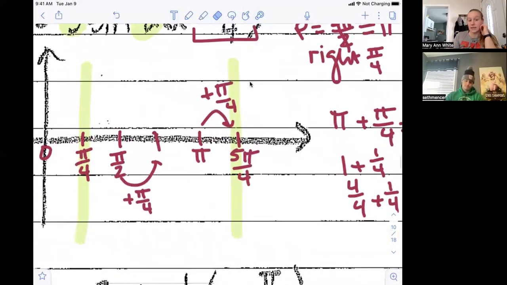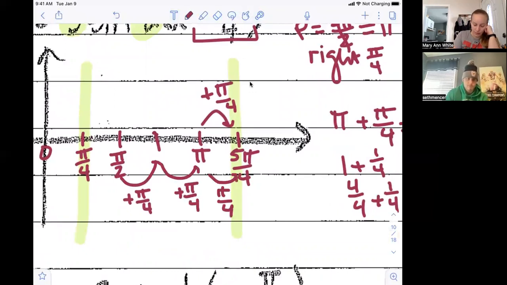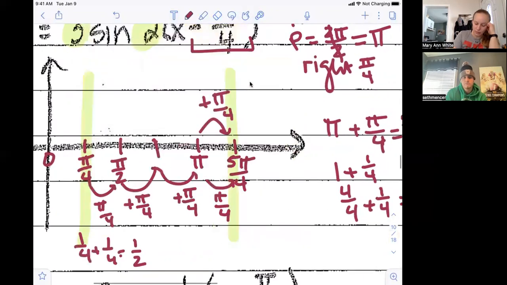What happens in this example is that all of these are plus pi over 4 distance away from each other. And that's why I tried to do this example, because pi over 4 plus a pi over 4 gets to 1/2. So 1/4 plus 1/4 is 1/2, et cetera. That just leaves this middle point, which is going to be 3 pi over 4.